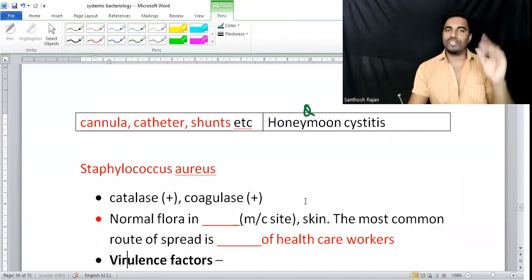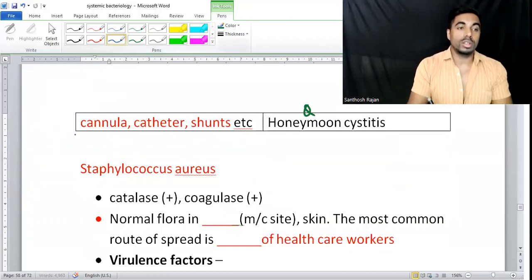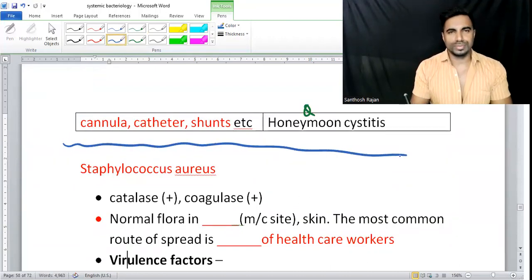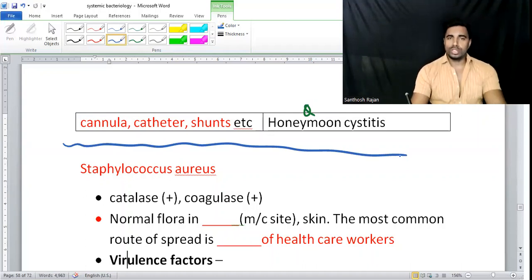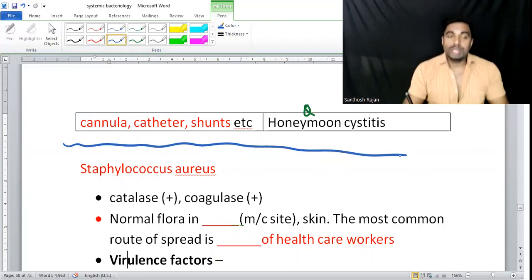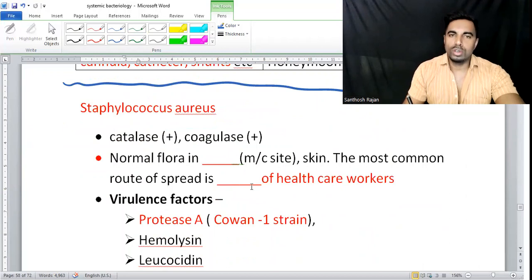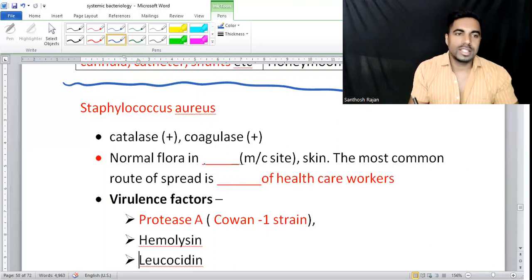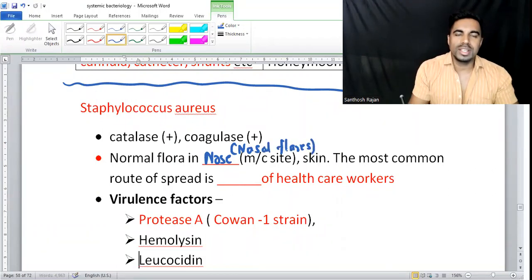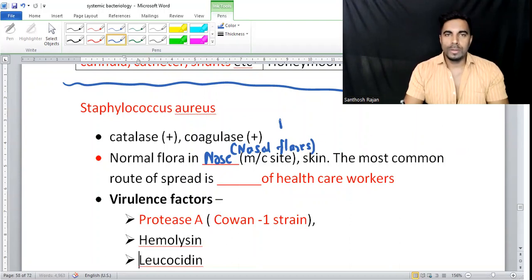Now, let's go to the king of infections, Staphylococcus aureus, a topic which is very, very important. As I told you, all Staphylococcus are catalase positive, but aureus is specifically coagulase positive. Now, where is the normal flora of Staphylococcus located in our body? It's in your nasal part, the nose, sometimes called nasal flora. These days, there's a question asked about how to control this, especially from a surgical point of view: what is the ointment we use? Mupirocin.